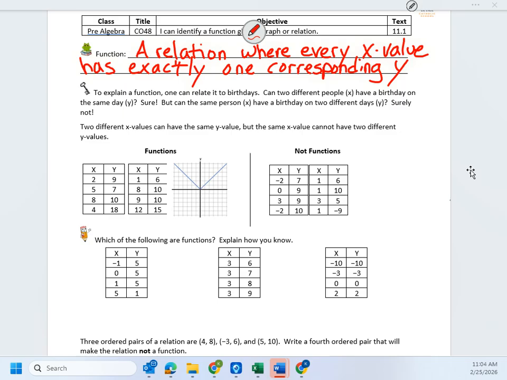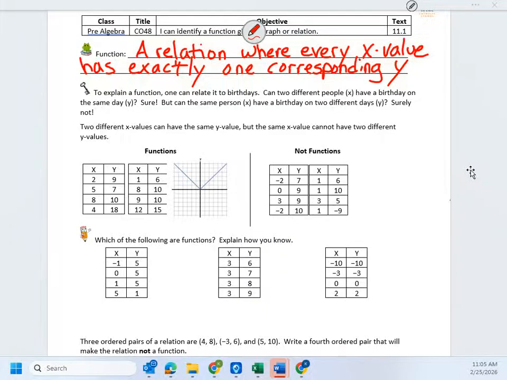But can the same person, one person, have two different birthdays? Can they have two different Ys? No, you have one birthday for you, right? You could have two different people have the same birthday, that's fine. But one person can't have two Ys. They can't have two birthdays. So, two different x values can have the same y value, but one x value can't be paired up with two different y's.